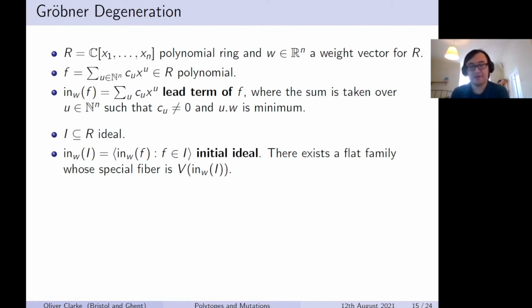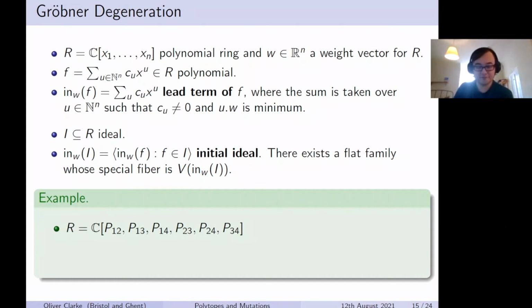And so it turns out that you can construct a flat family very close to what we want, whose special fiber is equal to the vanishing set of this initial ideal, and all the other fibers are isomorphic to the vanishing set of I. So that means that if I can find a weight vector that gives me a toric initial ideal, then I'm good to go. I've got a toric degeneration from a Gröbner degeneration.